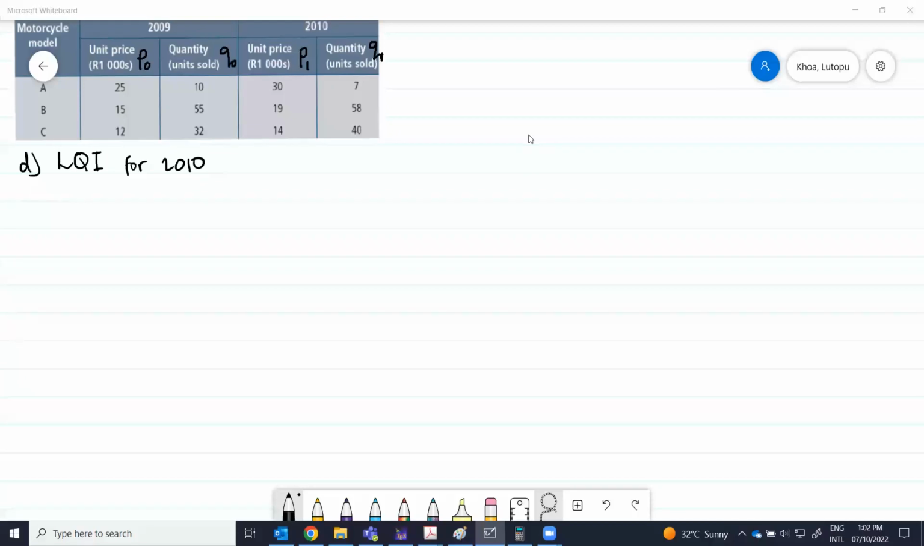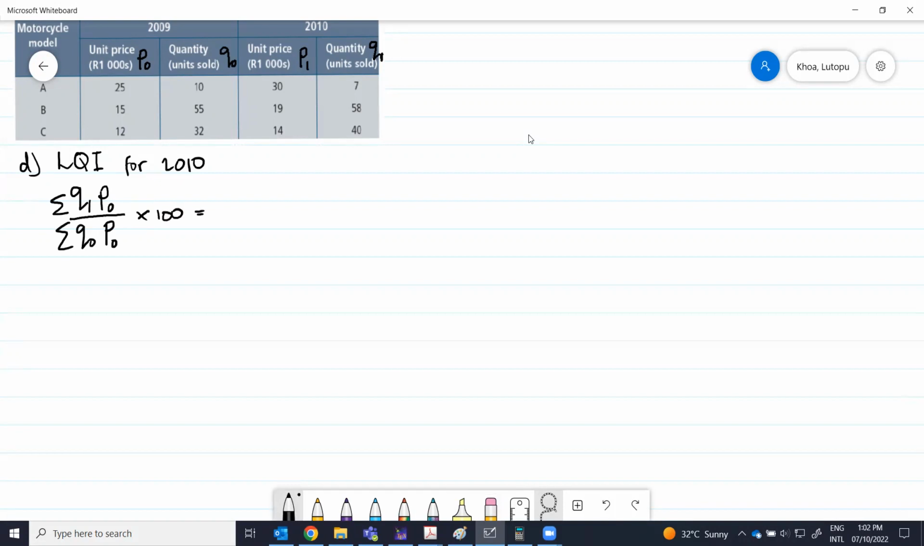Okay, then the next question is the Laspeyres quantity index for 2010. Of course, we're using 2009 as our base year. So since we're working out the quantity index, it is the current quantity divided by the base year quantity. And then for Laspeyres we multiply by the base year prices. So it's P naught, and then make this a summation. So this fraction here, we are going to multiply by 100.